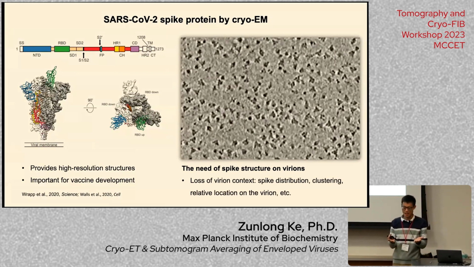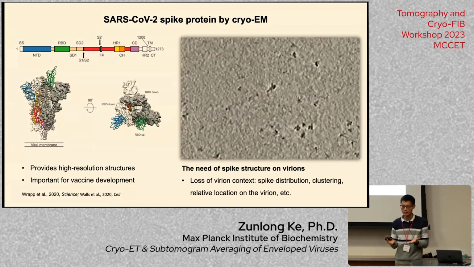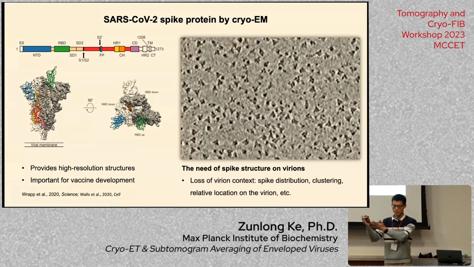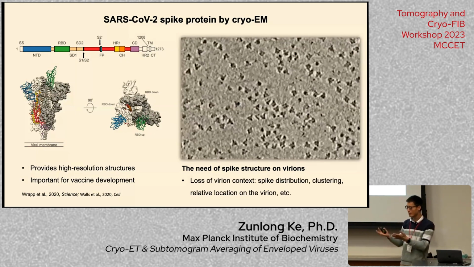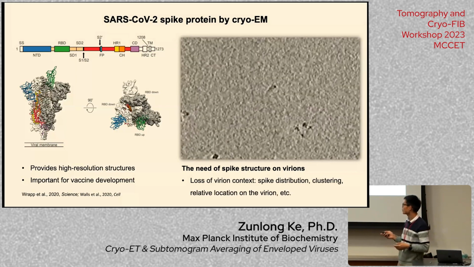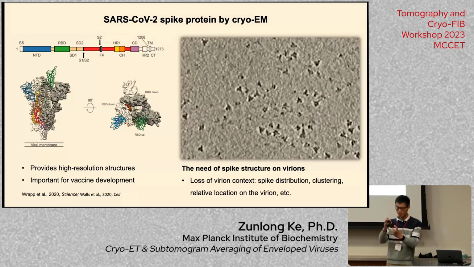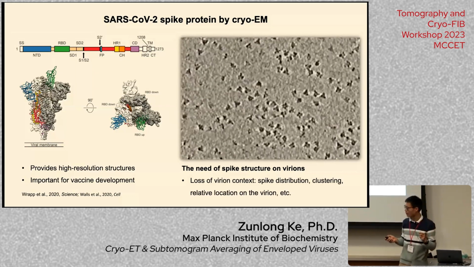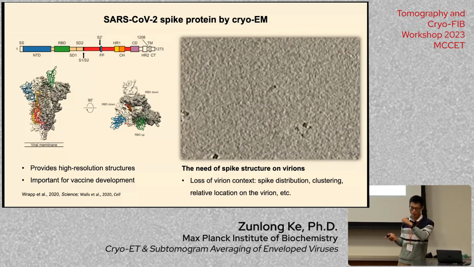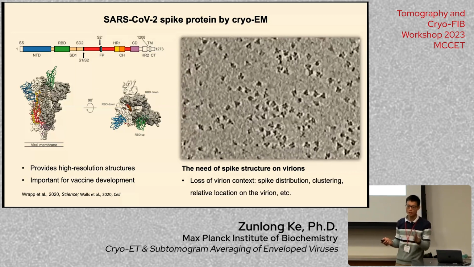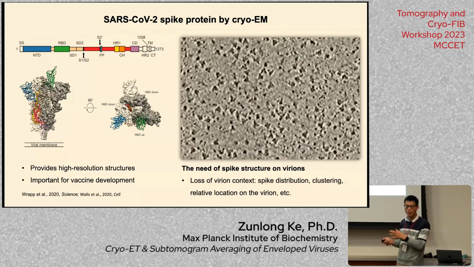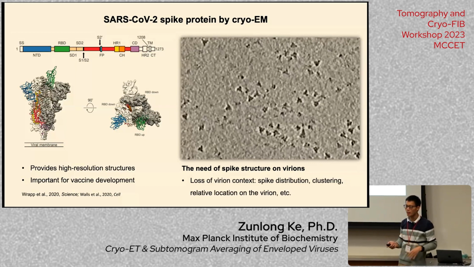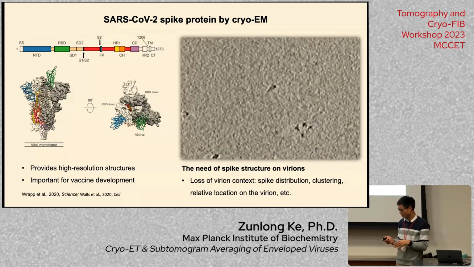What you can see is that, again, you do not have the context of how the spikes function on the whole virion, because that's where they should function, how they infect cells. And you don't know how the spikes distribute relative to each other. You don't know how they are organized relative to the membrane. You don't have any of that. You just get the structures, which are very important for sure for the development of vaccines and drugs.